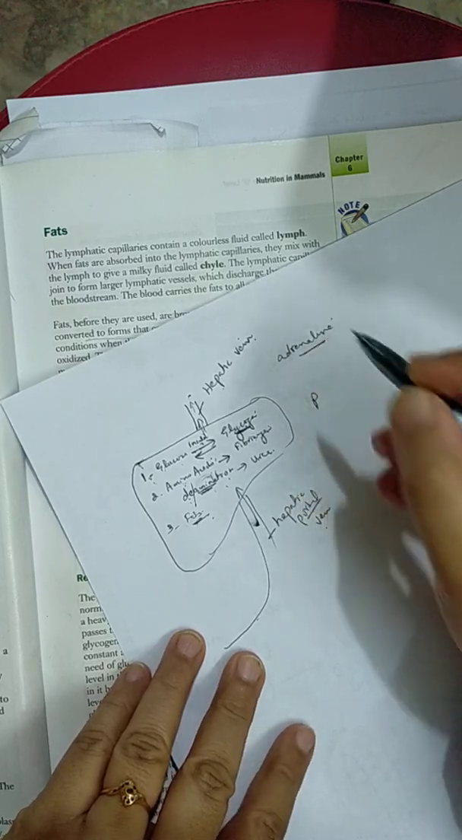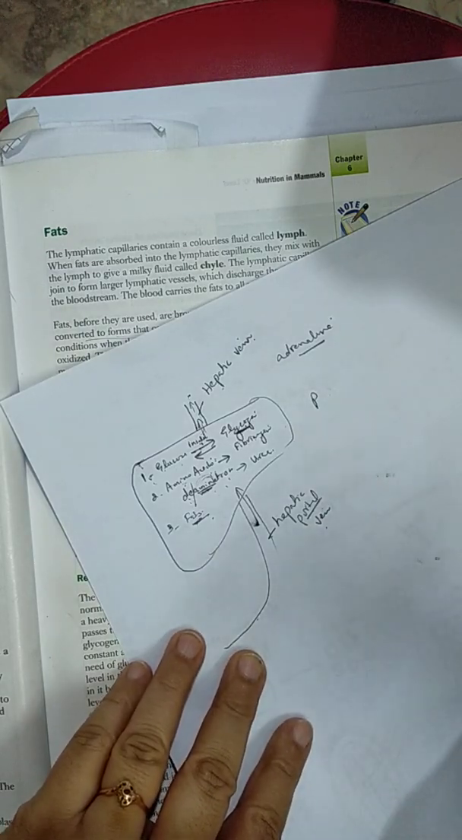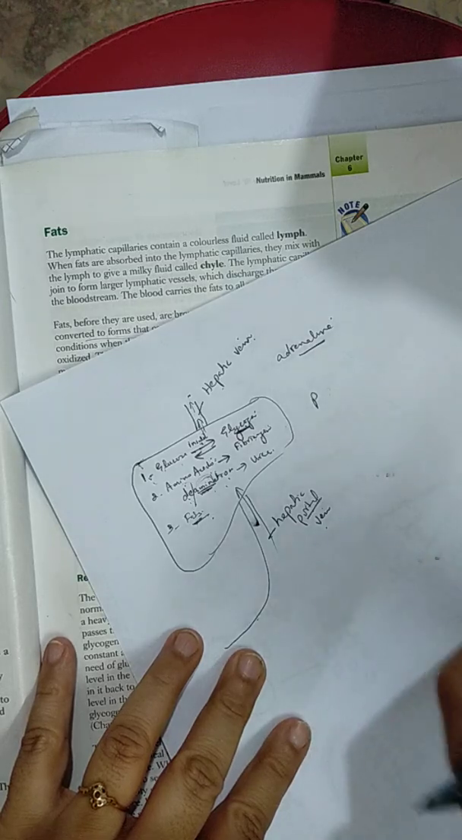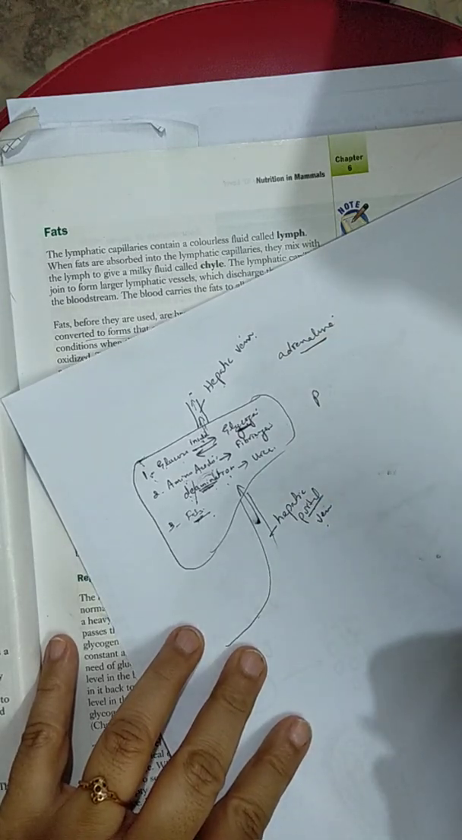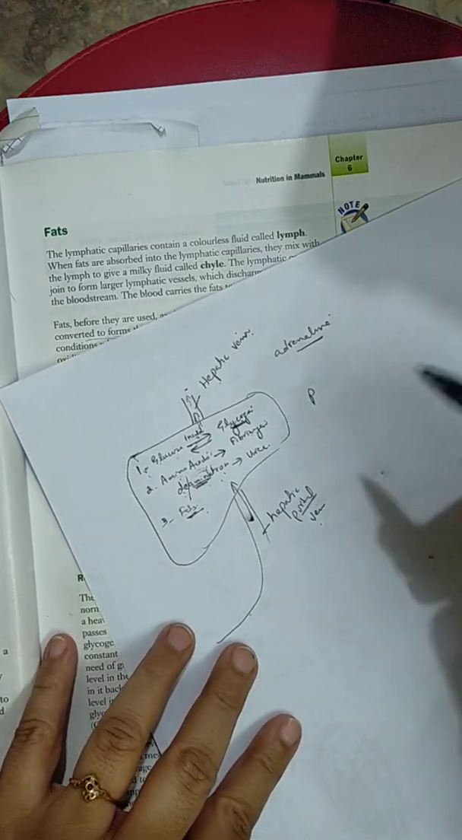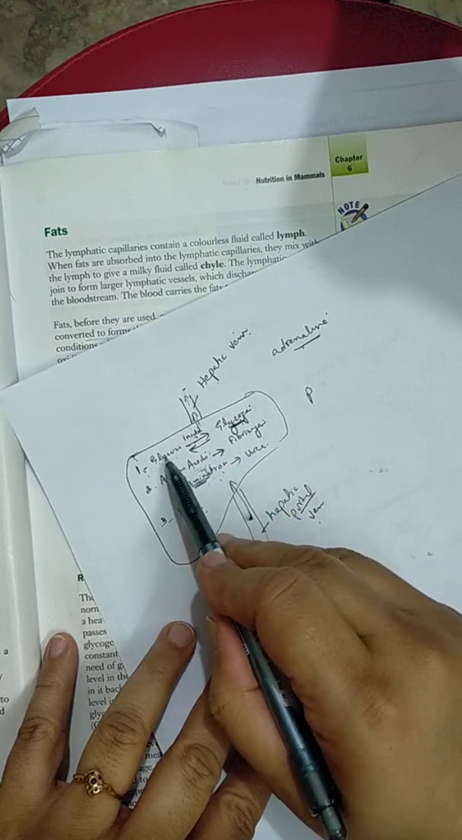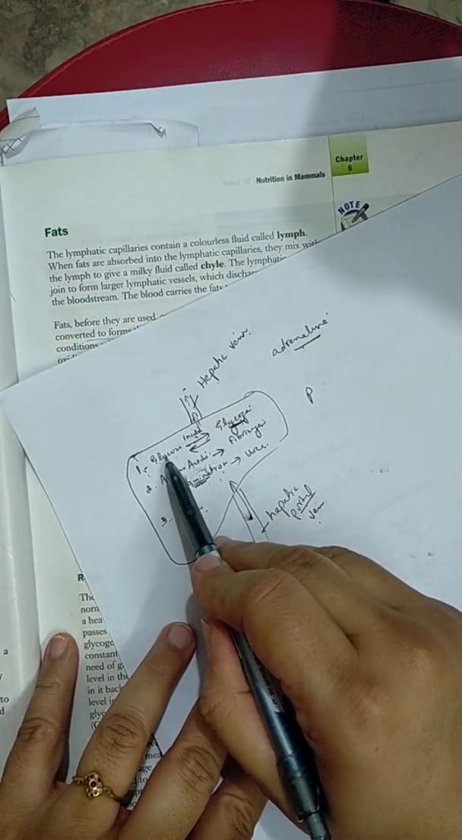Okay, this adrenaline is released at the time of emergency, when we have to overcome our emotions, or we have to run, or we have to participate in a fight or anything. Our body needs more energy, so at that time our body needs to convert glycogen into glucose to release energy and to utilize that energy.